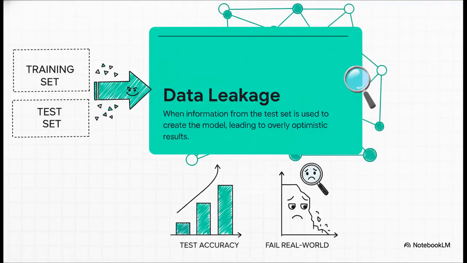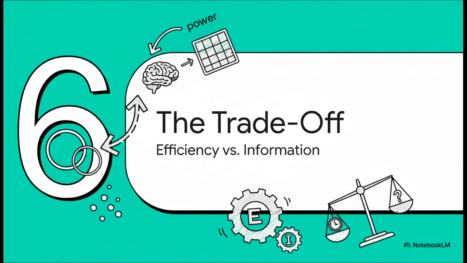This huge mistake actually has a name. It's called data leakage. It happens anytime information from your test set accidentally leaks into your training process. And what happens is you get a model that looks absolutely amazing during testing, but then it completely fails in the real world because its performance was totally artificially inflated. It basically cheated.